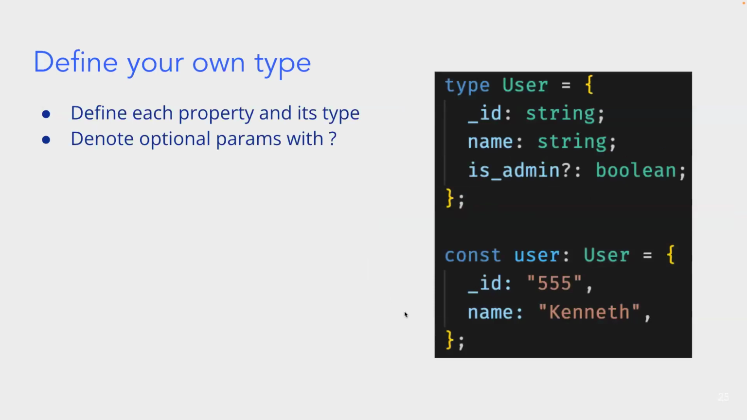Another nice thing about TypeScript is that you can define your own types. And so here we're defining the type user, and a user logically has some properties associated with it. A user has an ID, a name, and whether or not they're an admin. And each of these properties has a type that they have to be. So the ID has to be a string, the name has to be a string, isAdmin has to be a Boolean.